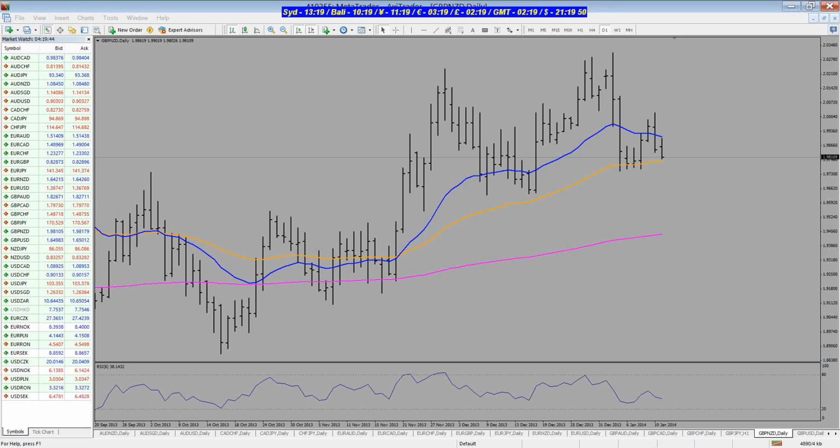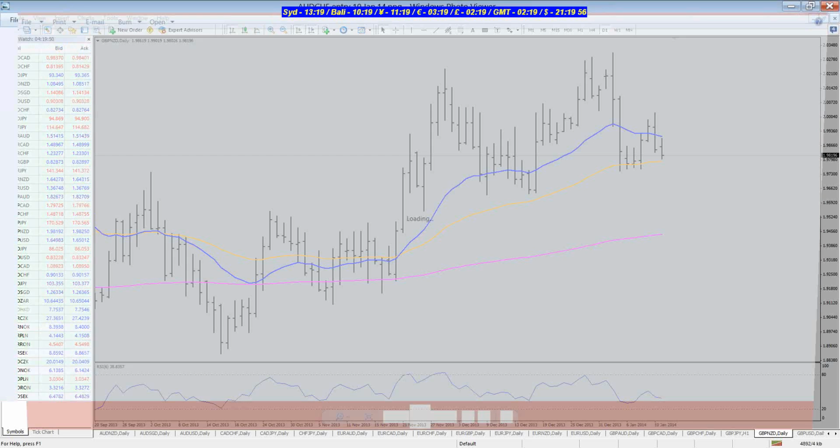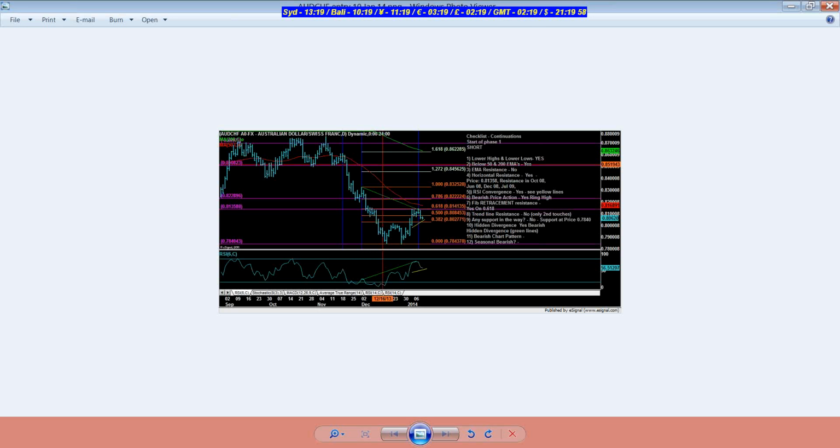Okay, this one came in Friday morning. Let's disregard the email I sent the other day. This is not current. Aussie Swiss. Drew the fibs. The fib from there.